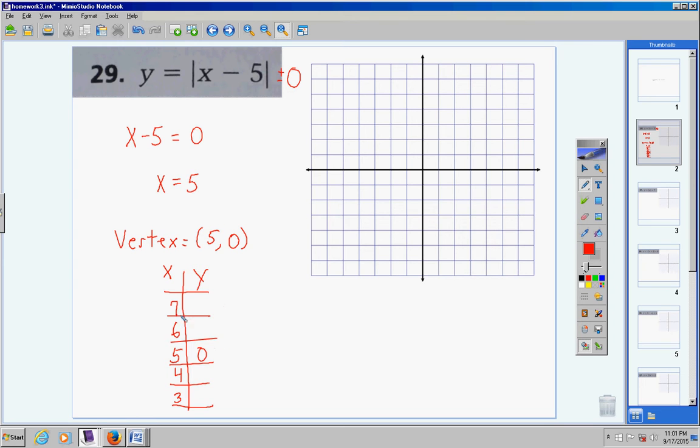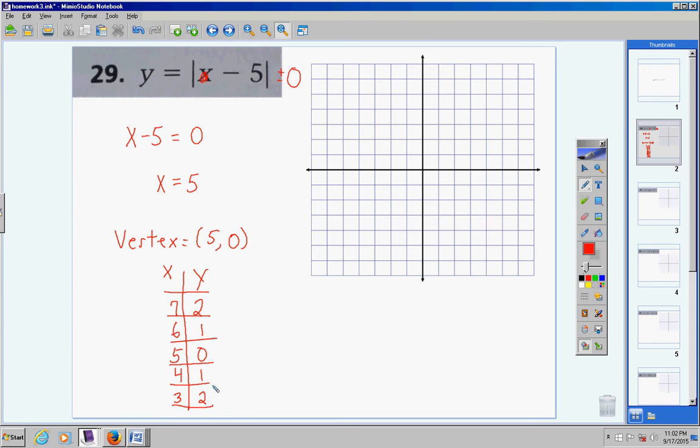You can take each one of these numbers and put them in for x very quickly. For this x right here, I'll put a 7. 7 minus 5 is 2. The absolute value of 2 is 2. You can put 6 in for x. 6 minus 5 is 1. The absolute value of 1 is 1. Put a 4 in, and you will get 4 minus 5, or negative 1. But the absolute value of negative 1 is 1. And then if you put 3 in, you will also get out 2.